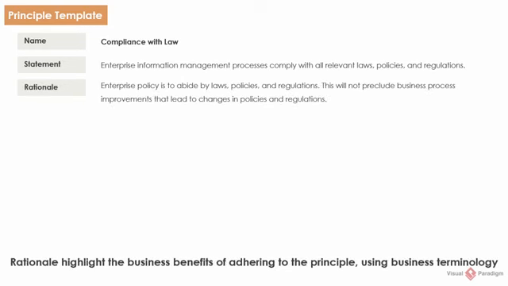Rationale. The rationale should highlight the business benefits of adhering to the principle using business terminology. Point to the similarity of information and technology principles to the principles governing business operations. Also describe the relationships to other principles and the intentions regarding a balanced interpretation. Describe situations where one principle would be given precedence or carry more weight than another for making a decision.